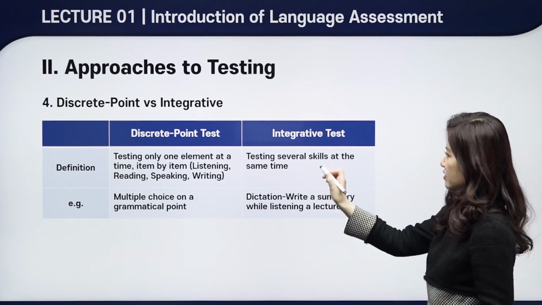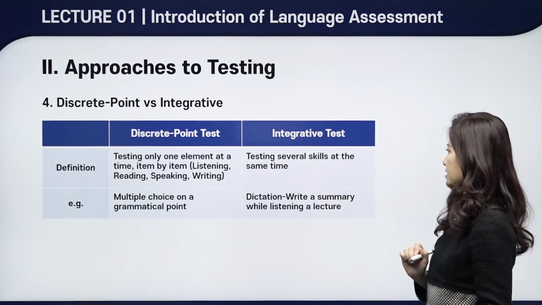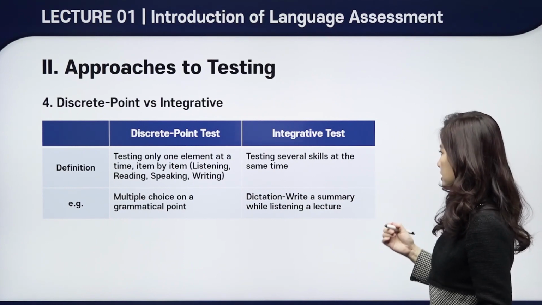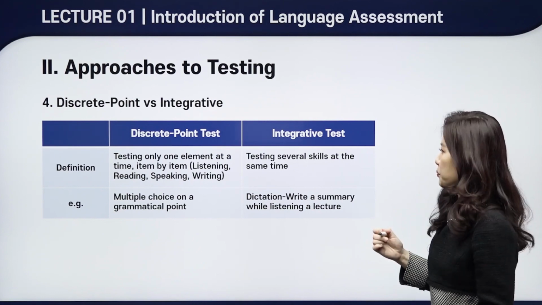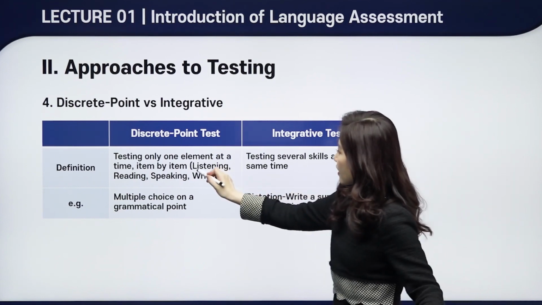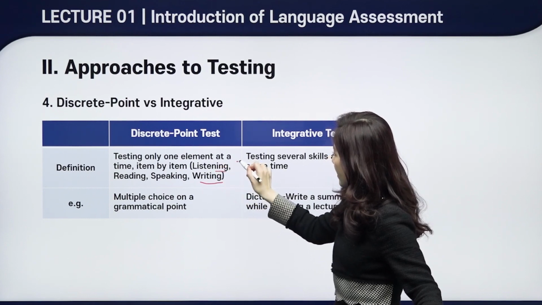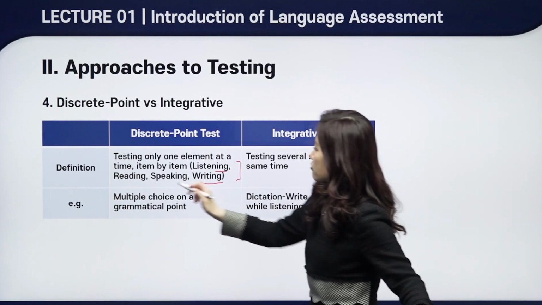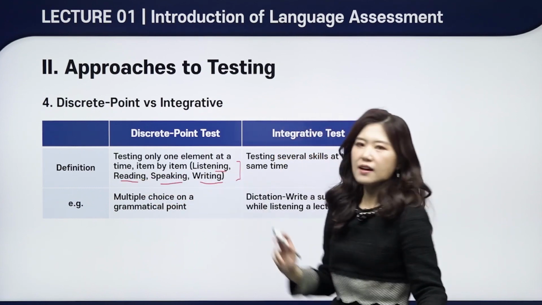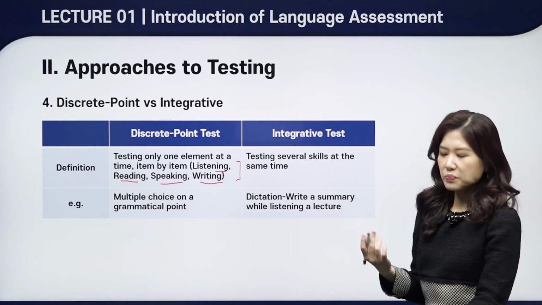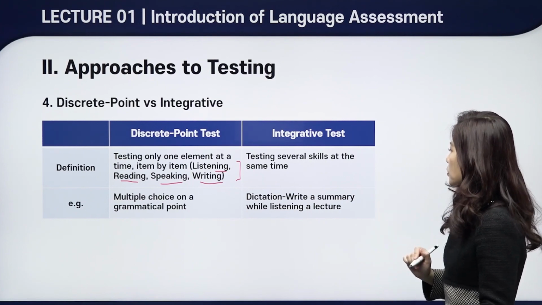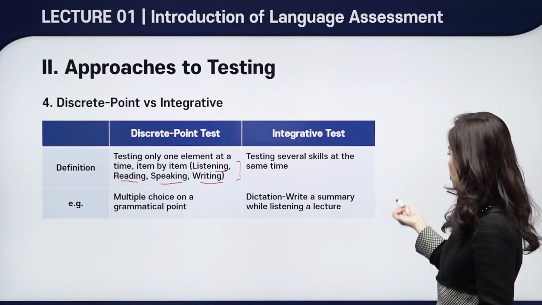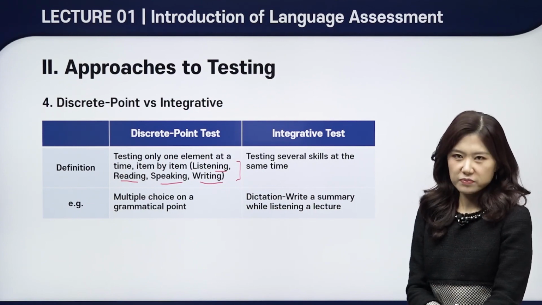Now, let's compare discrete point to integrative test. An integrative test tests several skills at the same time. So it could be, for example, listening and writing combined. Or it could be reading something, then answering in speech. So an example would be a dictation question, writing a summary while listening to a lecture.